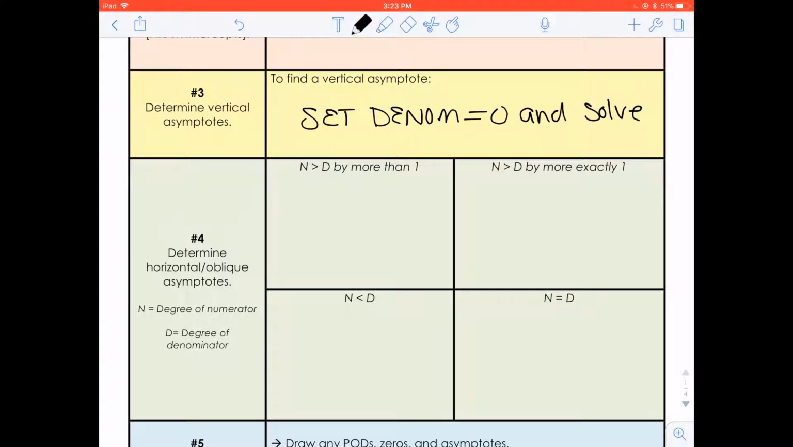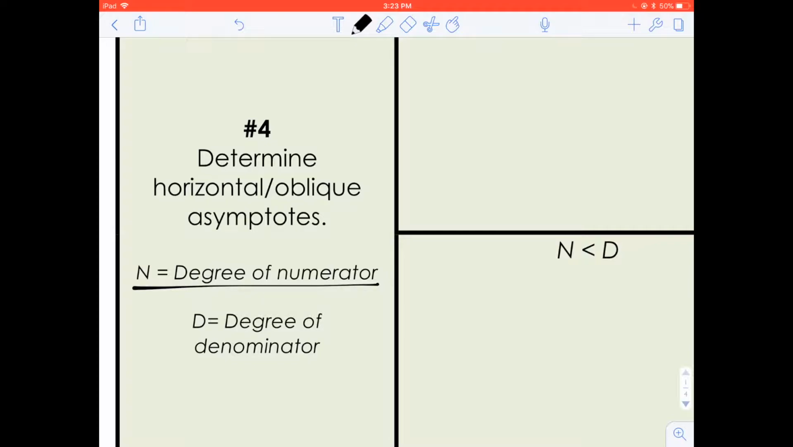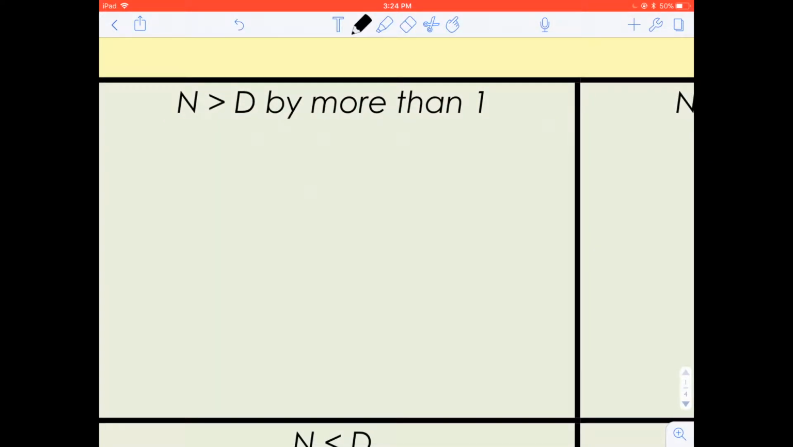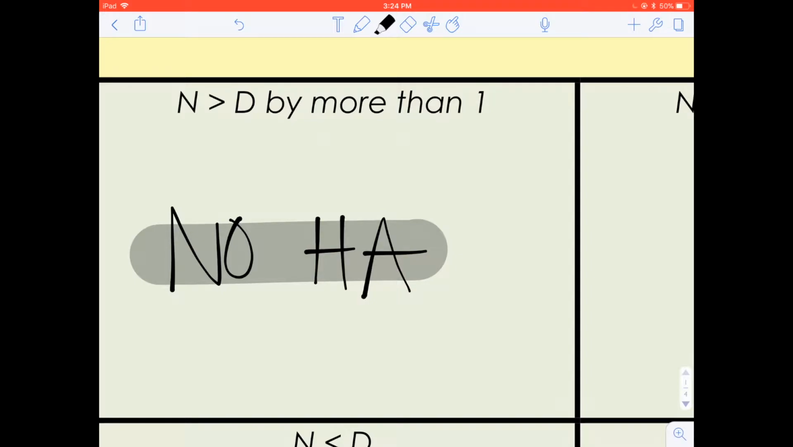To do this, we are going to have to look at the degree of the numerator and the denominator. I said here n represents the degree of the numerator, d represents the degree of the denominator. So if the degree of the numerator is greater than the degree of the denominator by more than 1, then there is no horizontal asymptote.